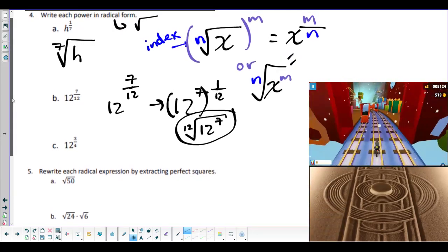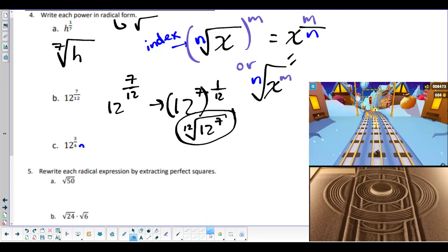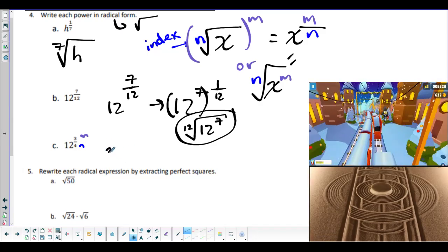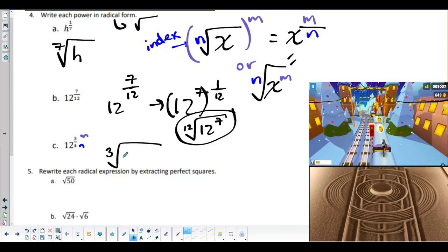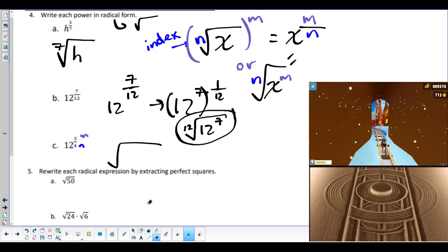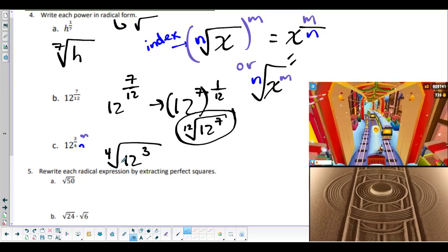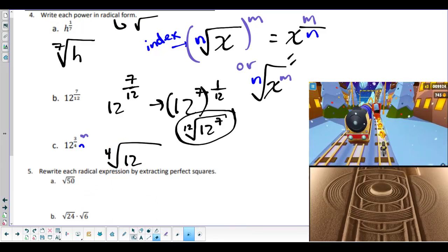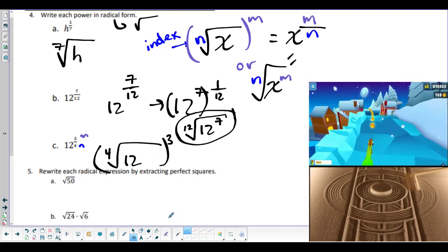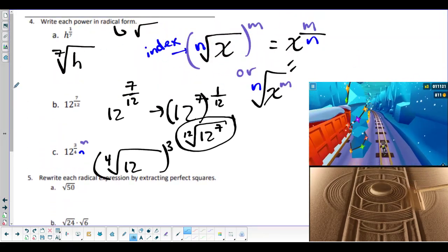And so if I use this logic for part C, I can see that n is the number on the bottom, m is the number on the top. And so this final answer is just going to be the fourth root, because n is 4. The fourth root of 12 to the 3, right? Or you could rewrite it as the 4th root of 12 to the 3rd power. They're both the same. Okay. These are important. This is important if you don't have notes down on this.